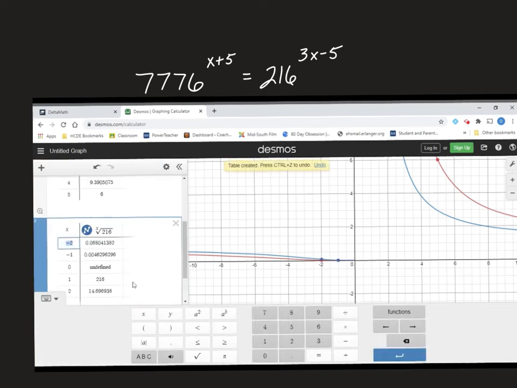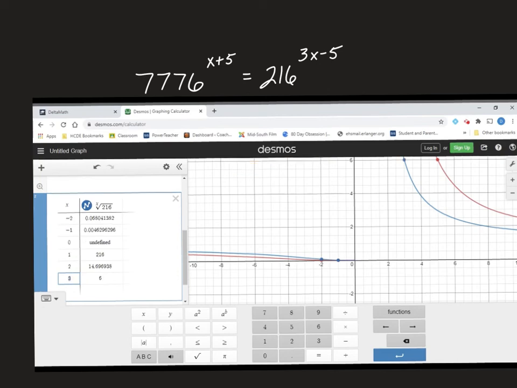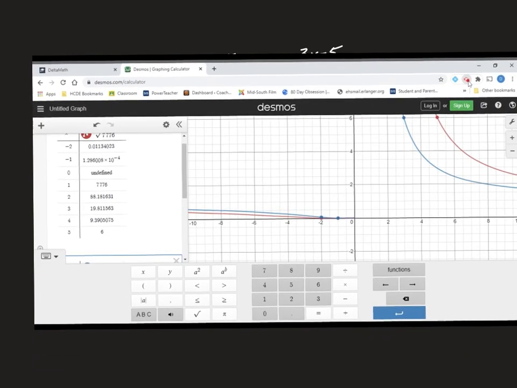So I go to 216, here's the table, there's 216 and 1, obviously, and there is the 6 with a base of 3. So what I've learned here is 216 is 6 to the 3rd power, and 7,776 is 6 to the 5th power. So this is how we can use our Desmos or a graphing calculator to find these bases of these numbers that are just really hard to find.